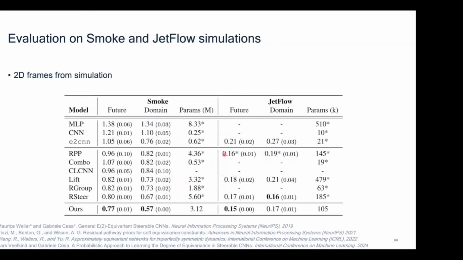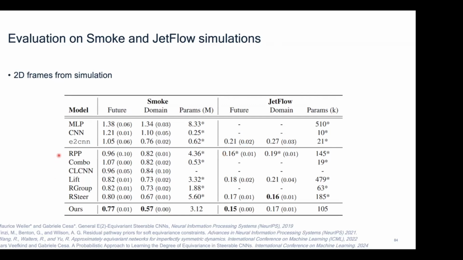The last dataset we play with is this smoke and jet flow simulation. This is a 2D dataset containing frames from fluid dynamic simulations of smoke in a box. So it has some local symmetries because the physical laws are symmetric, but the box has a square or rectangular shape, which basically breaks the global rotational symmetries.